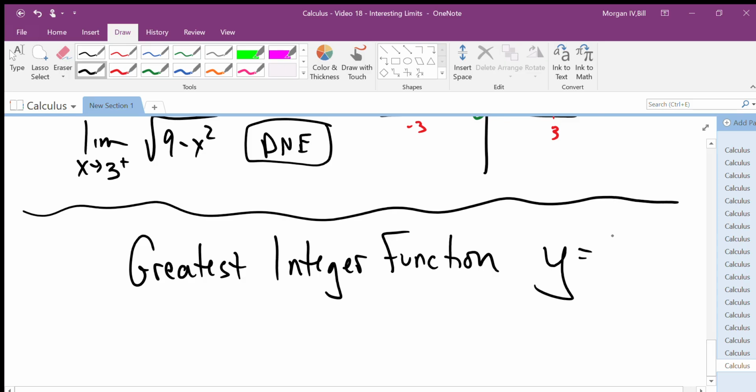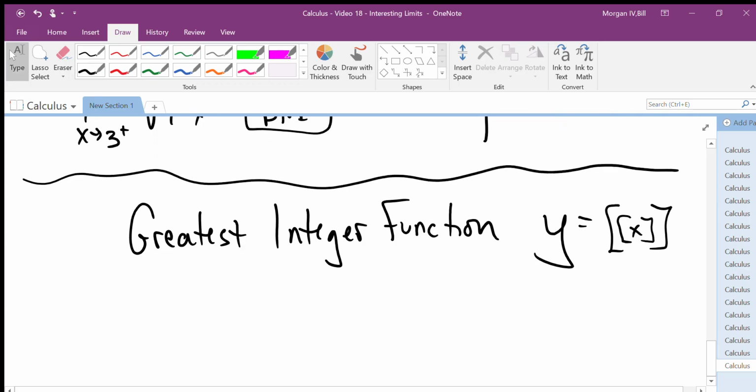Y equals this double bracket with x in the middle. And what the greatest integer function says is, let's say we have the greatest integer function of 3.2. The answer here is 3. It is the greatest integer of a number that is less than or equal to the number that is given. So 3.2. What is the greatest integer that is less than or equal to 3.2?